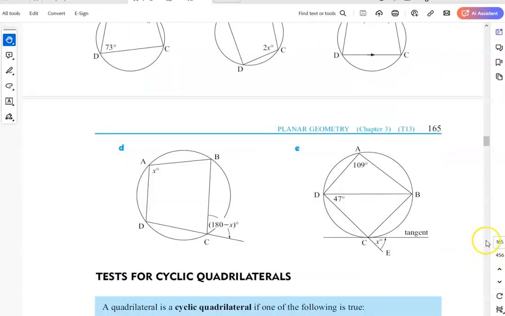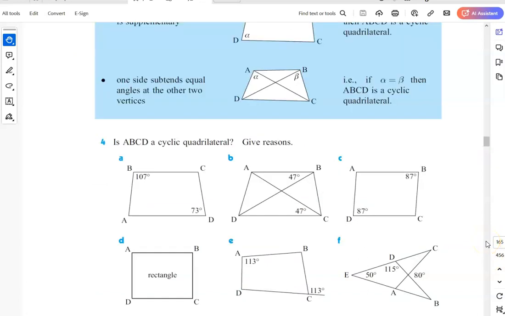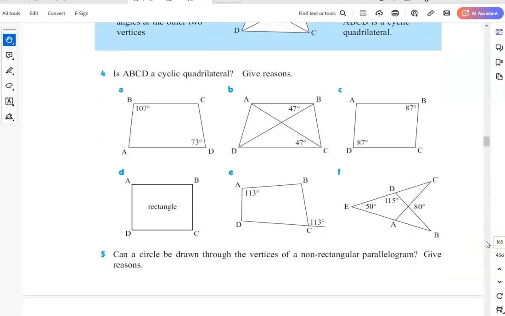All right, so that's pretty much it, actually we've got one more little section with just short, sharp, shiny cyclic quads. Okay, question 4. So instead of saying find the value for x, it's just saying, is it a cyclic quad or not? Right? So what did we say? It is a cyclic quad if the diagonally opposite angles add up to be 180. So it's this simple. Is 107 plus 73 equal to 180? Yes. So that is a cyclic quad.